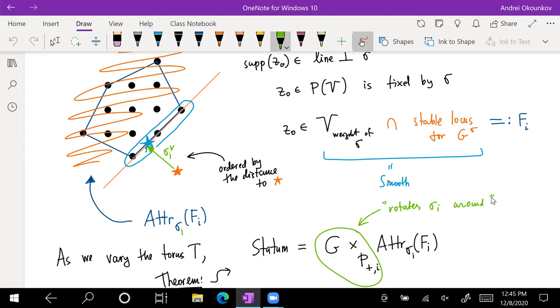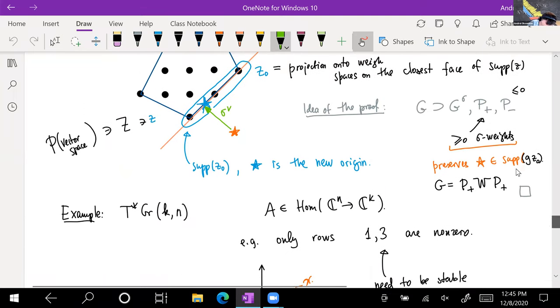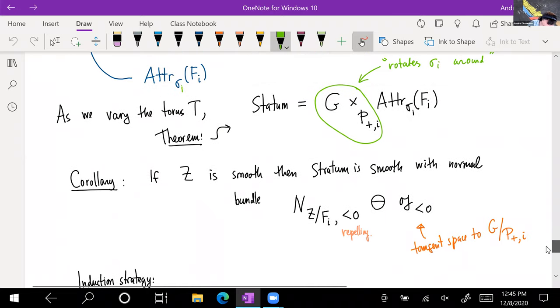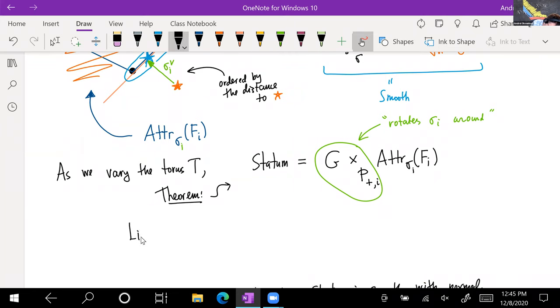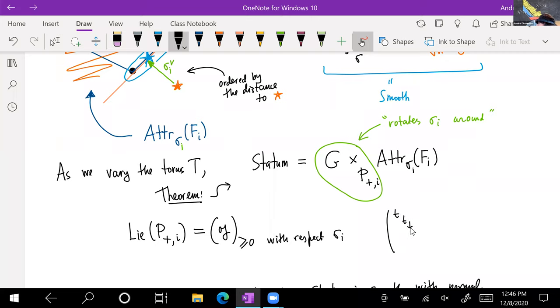Was this P plus I defined anywhere? Yes, it's defined here. So maybe I'll say this is a parabolic. Maybe I'll copy it here so that it's closer. So the Lie algebra of P plus I: take the Lie algebra of G, and you take the non-negative part with respect to sigma I. For instance, if my sigma I is something like T, T, T, 1, 1, 1, then P plus would be something like that.